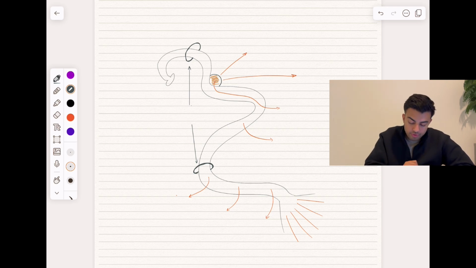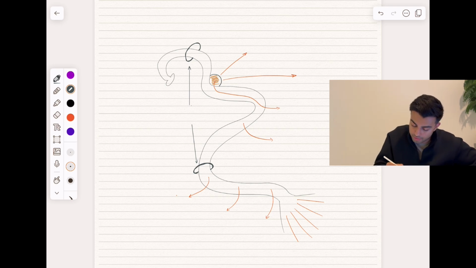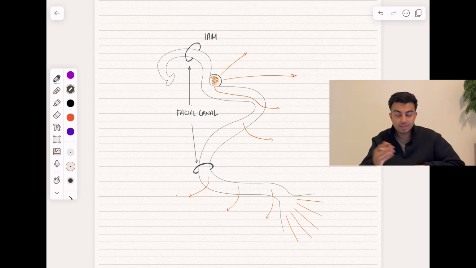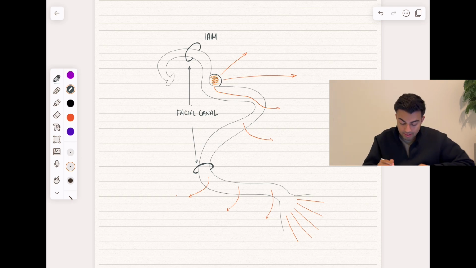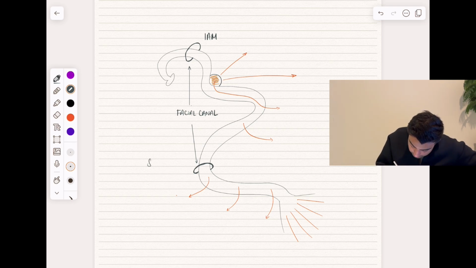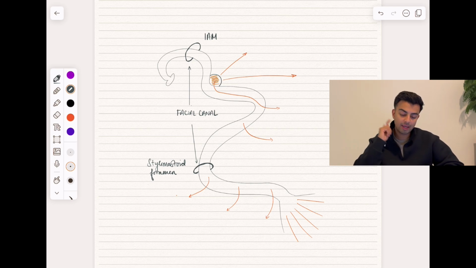So the facial nerve travels within the facial canal, and the facial canal is in between these two circular components on my diagram. The first circle is the internal acoustic meatus, and this is found at the base of the cranium when you're going through the cranial fossa. It's one of the fossa through which the facial nerve leaves. And the second circle is the stylomastoid foramen. The nerve exits the facial canal somewhere back here.